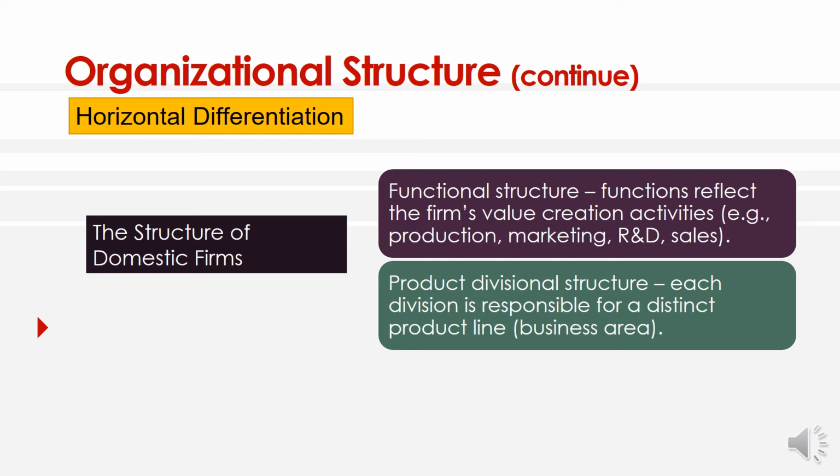Structure continues on horizontal differentiation. Now we move on to the structure of the domestic firm. Under horizontal differentiation, we have the functional structure. Functions reflect the firm's value creation activities, such as production, marketing, research and development, and sales in the organization. And then the product divisional structure: each division is responsible for a distinct product line or business area.